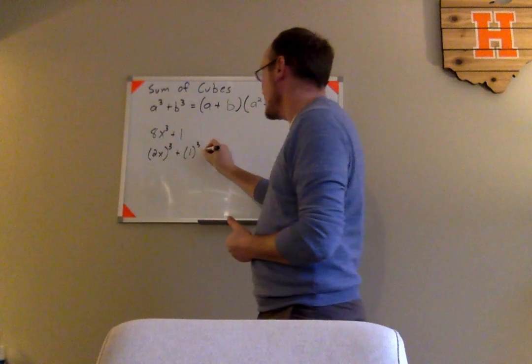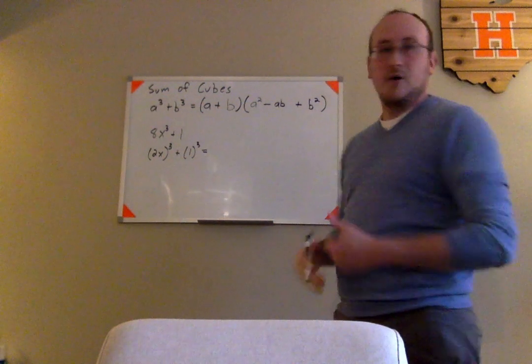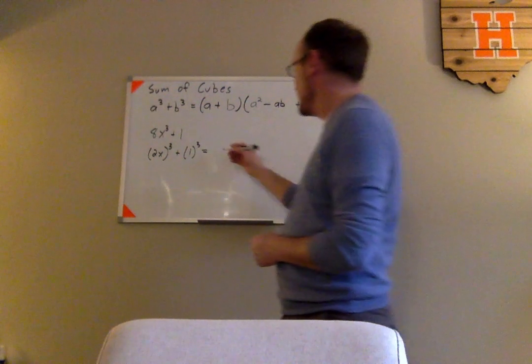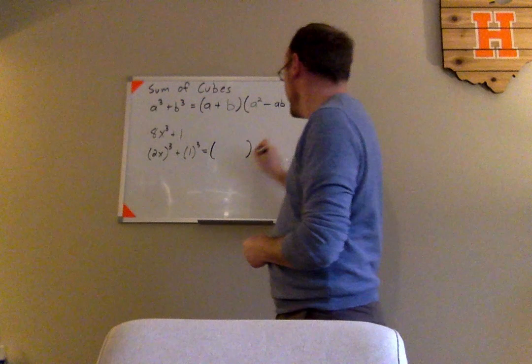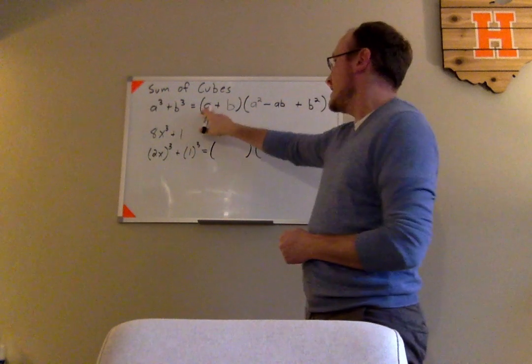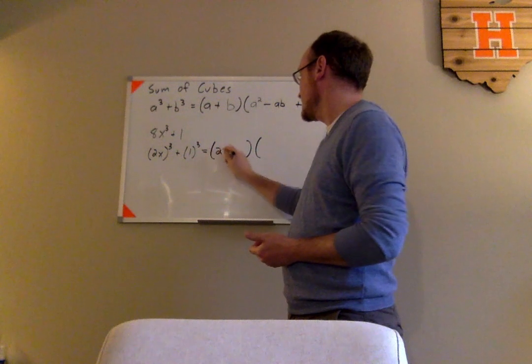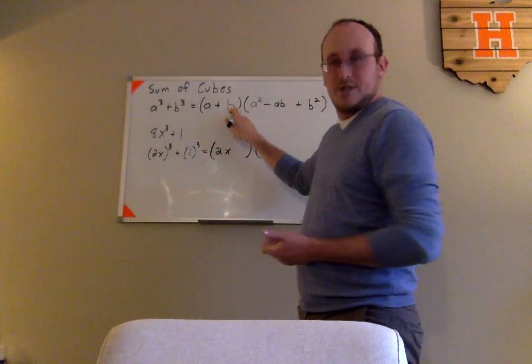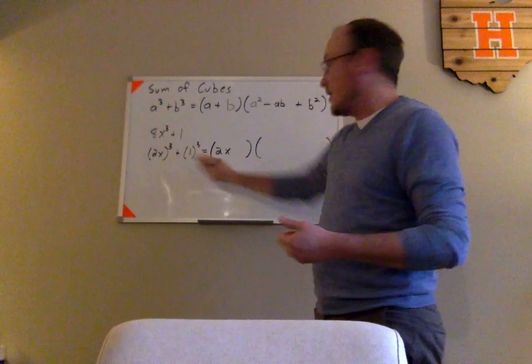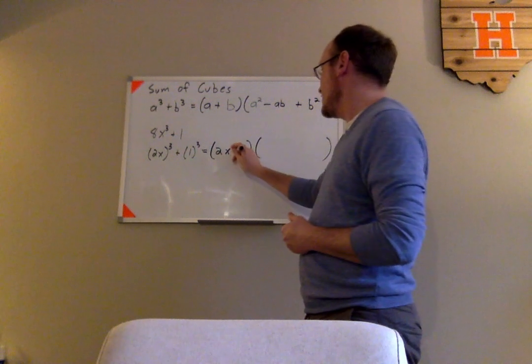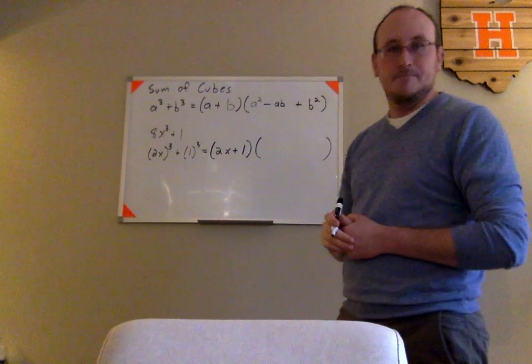Now that I have that, I should be able to use this formula here to help me factor this sum of cubes in my binomial. I need a, which was the first thing that was being cubed. In this case, that's 2x. And I need b, which is the second thing that was being cubed, which is 1. The sign should be the same as the original problem.